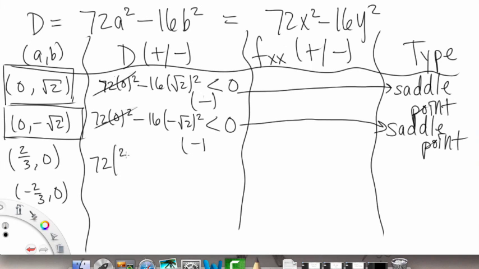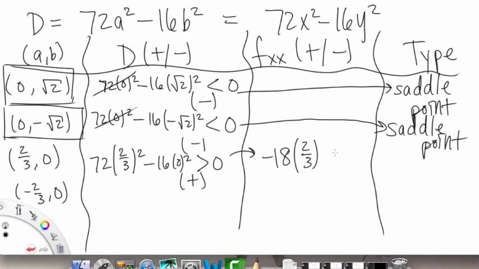And now for this next one, let's try that guy out. So we have 72 times 2 over 3 squared minus 16 times 0 squared. So that's going to be positive, right? So we have a positive value here. So now that means we have to try out what our f_xx is. Just as a reminder, our f_xx was negative 18x, okay? So negative 18 times x, what was x? That's 2 over 3. So that's going to be a negative value for sure, right?